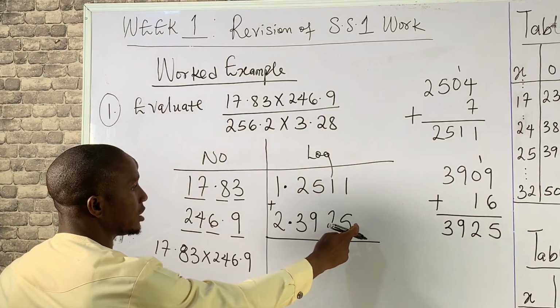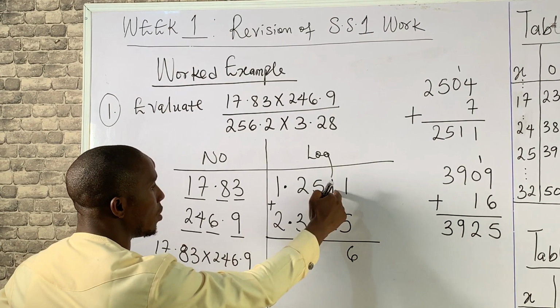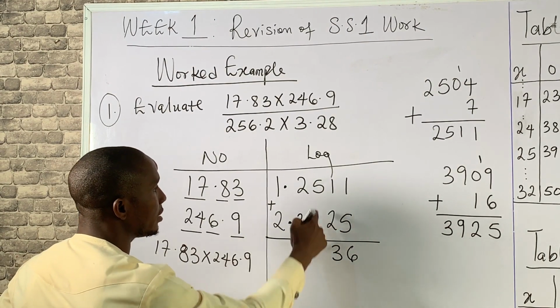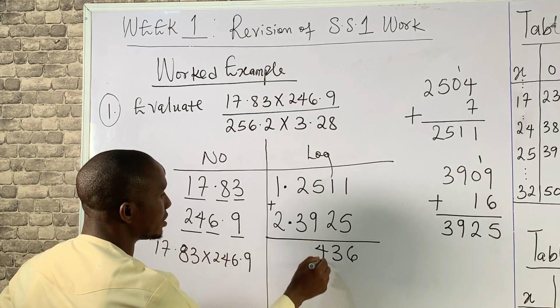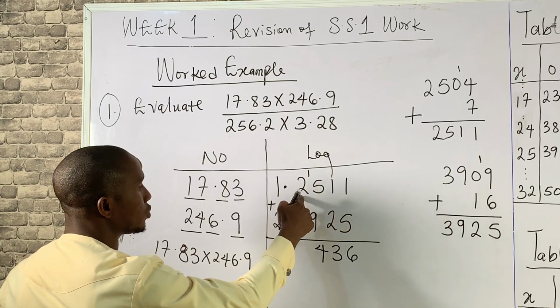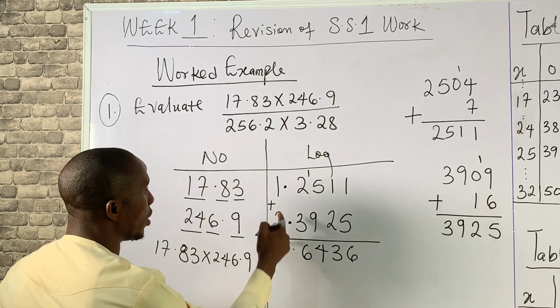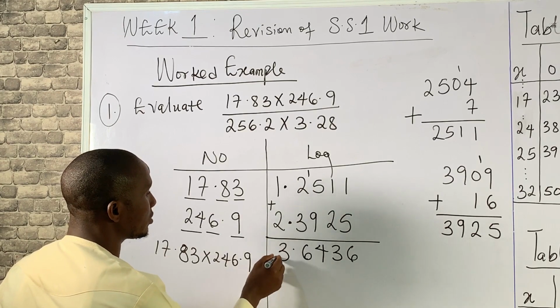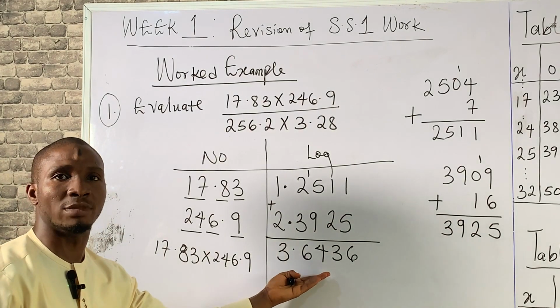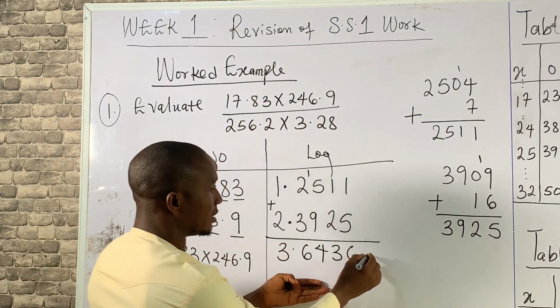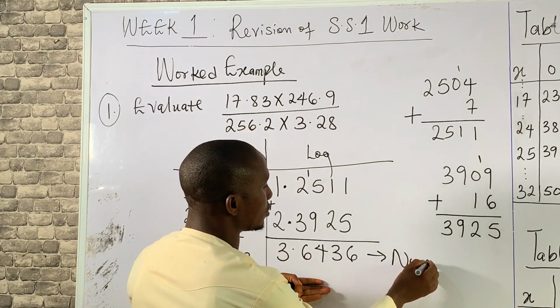So 1 plus 5, 6. 1 plus 2, 3. 5 plus 9, 14. Carry 1. 1 plus 2 plus 3, 6. Point. 1 plus 2, 3. This is the numerator. So we keep this. This is our numerator.